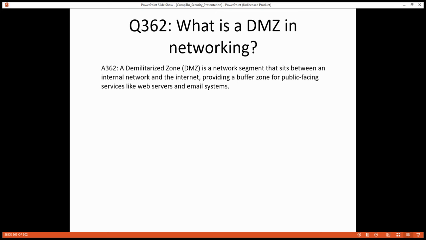Q362. What is a DMZ in networking? A362. A demilitarized zone, DMZ, is a network segment that sits between an internal network and the Internet, providing a buffer zone for public-facing services like web servers and email systems.